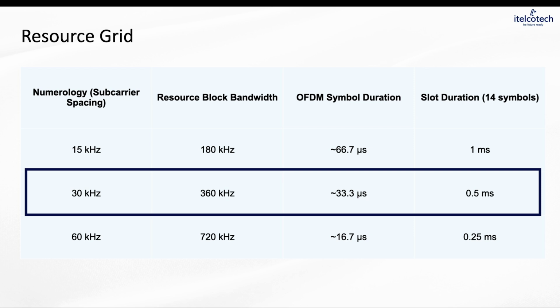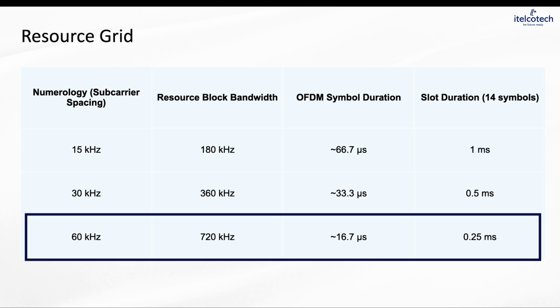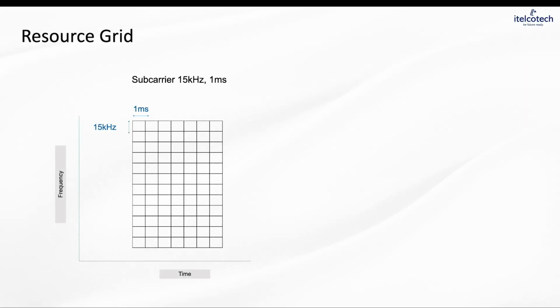As we go beyond 30 kilohertz towards 60 kilohertz in numerology, the resource block bandwidth would increase to 720 kilohertz. The OFDM symbol duration will further decrease down to half of that of 30 kilohertz. And in that case, the slot duration will also decrease from 0.5 millisecond to 0.25 millisecond. Now, if you see, this is the kind of flexibility we have.